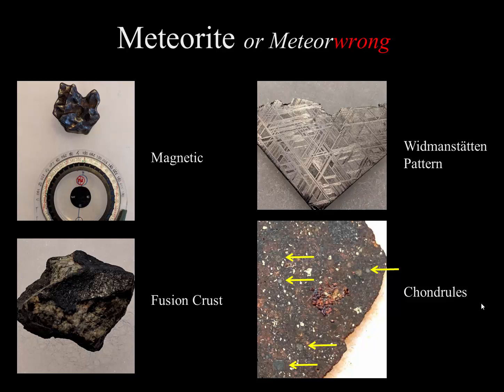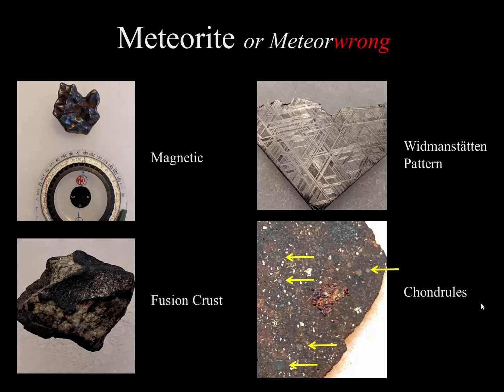Many people find rocks and are curious if they have found a meteorite. Frequently, scientists refer to them as meteorwrongs when it turns out they're not a rock from space. A few things to check. Is your rock magnetic? Most meteorites are. Does it have a black fusion crust? As the rock burns through the Earth's atmosphere, many times it will take a darkened crust on the outside.